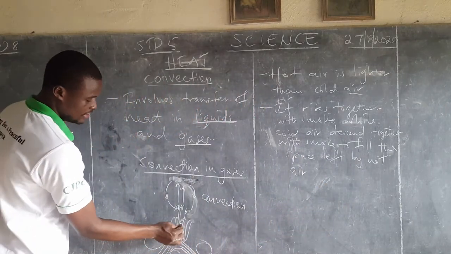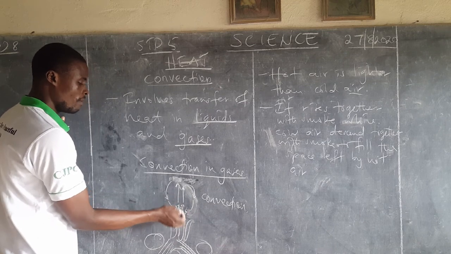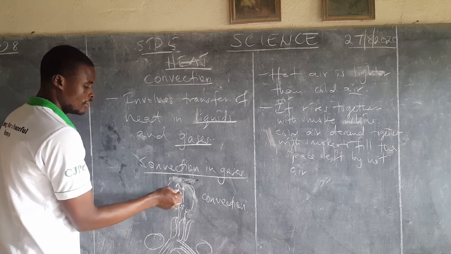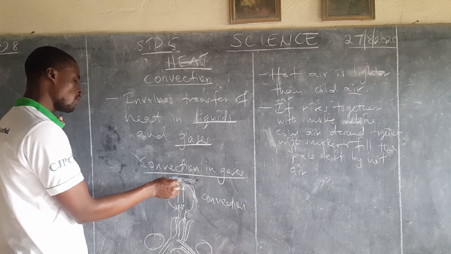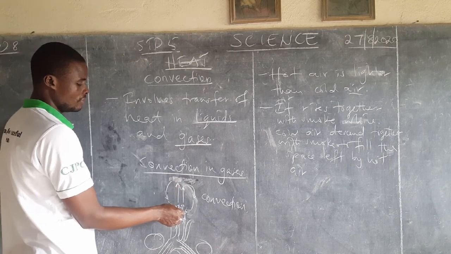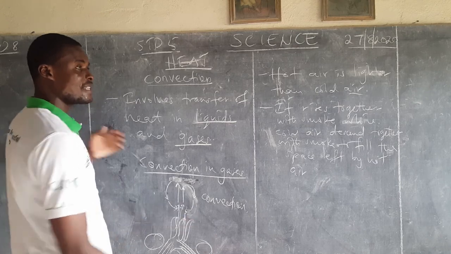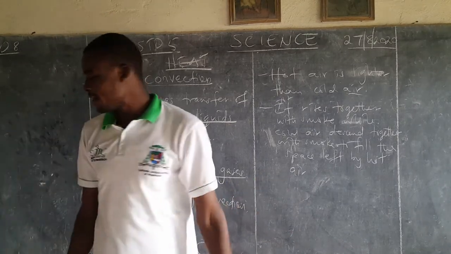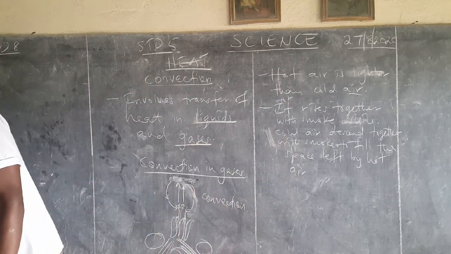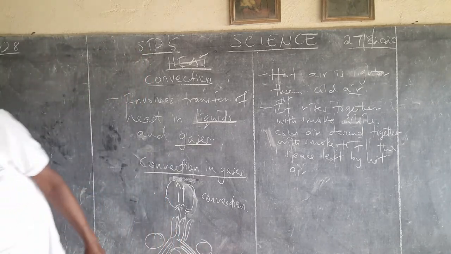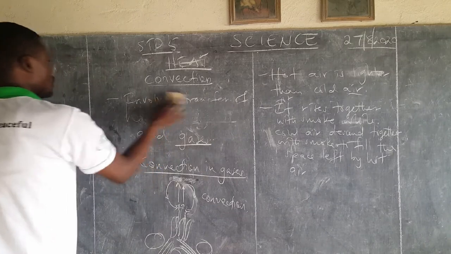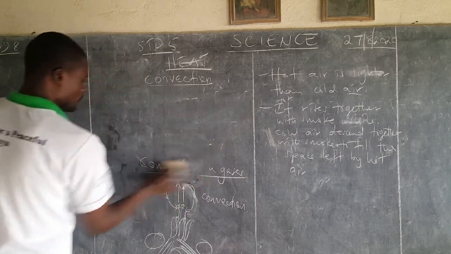When this hot air goes up, remember that this place now has no air as it goes up. When it expands, the cool or cold air will start descending, coming down to fill the space left down there by that air. So we also have another experiment that is very simple. This one you can try at home. You'll do something very, very simple.